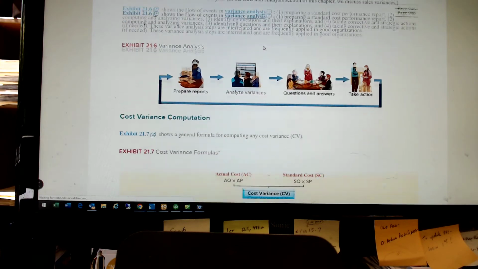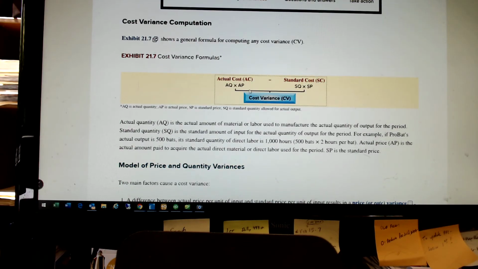I just wanted to point out that when they're calculating the total variance, they're doing it the same way I did. They're taking the actual quantity used times the actual price to get the actual cost, and they calculate the standard quantity times the standard price to get the budgeted cost. That's the total variance.